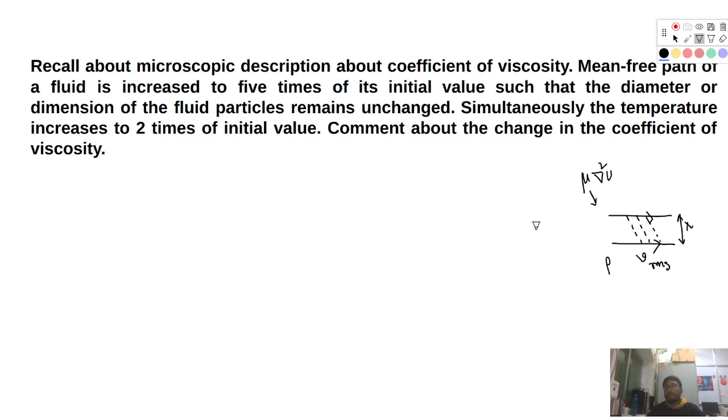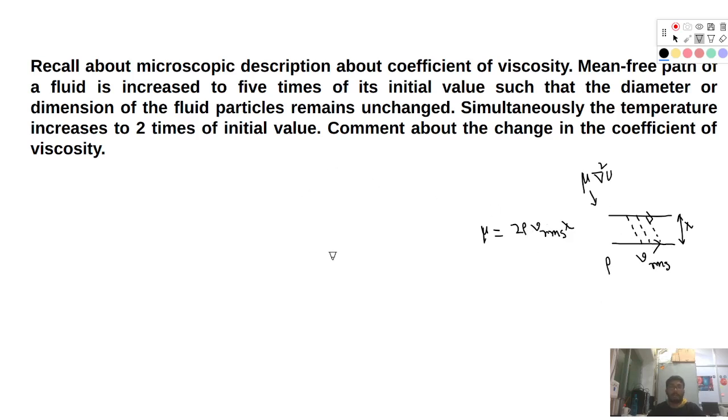So we can find out a relation like mu equals 2 rho v_RMS lambda, right? So this is how the mu is defined from microscopic description. Lambda is the length scale over which two successive layers are there. V_RMS is the velocity with which the flow is moving, and rho is the density of the fluid.